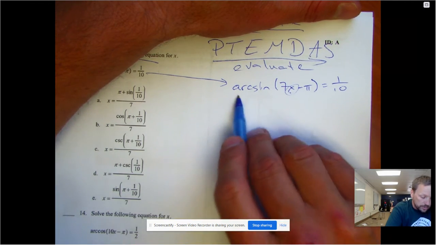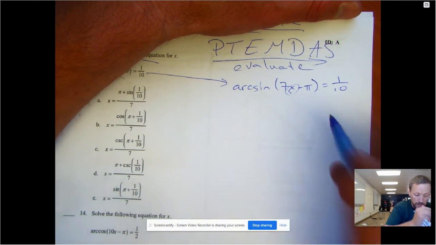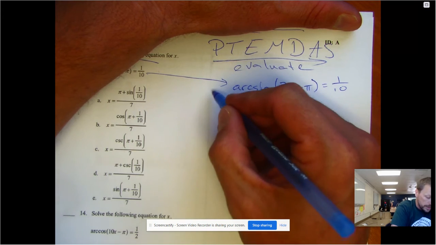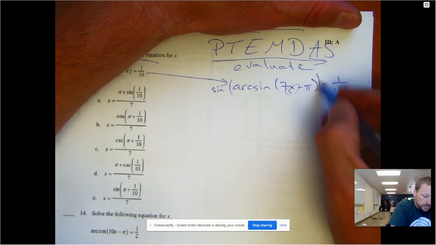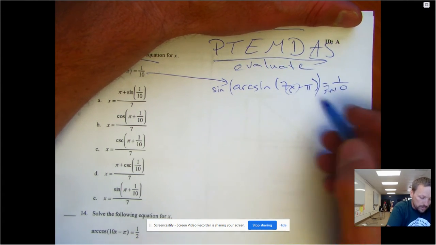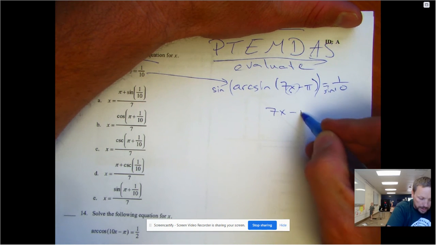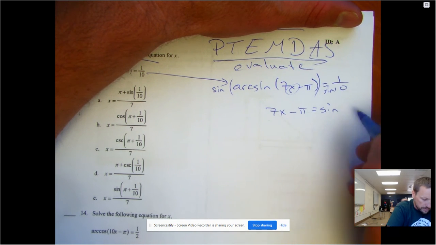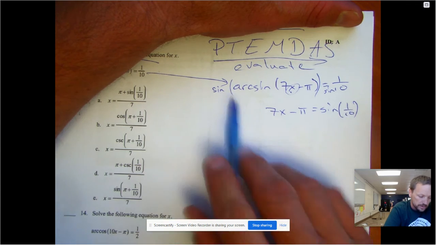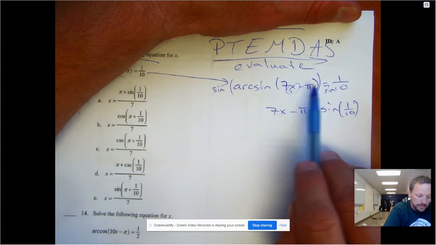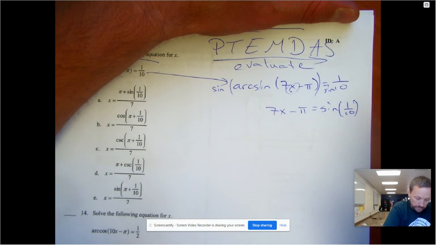So to get rid of the arc sine, we need to do the inverse of arc sine. Well, the inverse of arc sine is sine. That's the idea. So we're going to do the sine of both sides. Well, that's going to leave us with 7x minus pi equals the sine of 1/10. So these two are inverses. That means the input becomes the output.